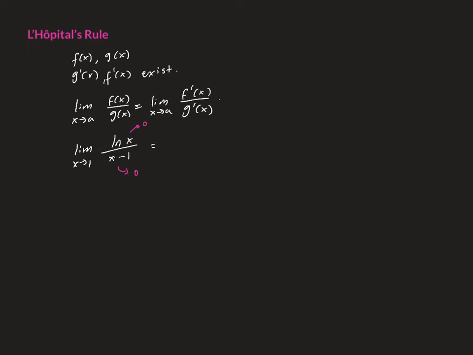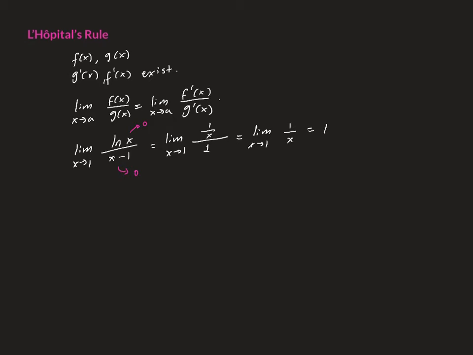To calculate this limit using L'Hopital's rule, all we have to do is differentiate the numerator and the denominator independently. Starting with the numerator, the derivative of ln x is 1 over x, over the derivative of x minus 1, which is 1. So the limit when x goes to 1 can be simplified to the limit of 1 over x. And 1 over x has no issue at 1, so we can evaluate the limit by substituting 1 into 1 over x, and we get that the value of the limit is 1.